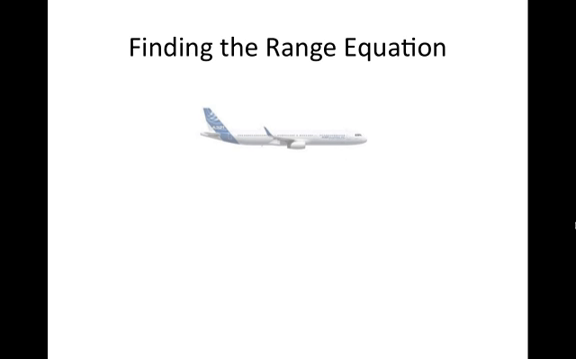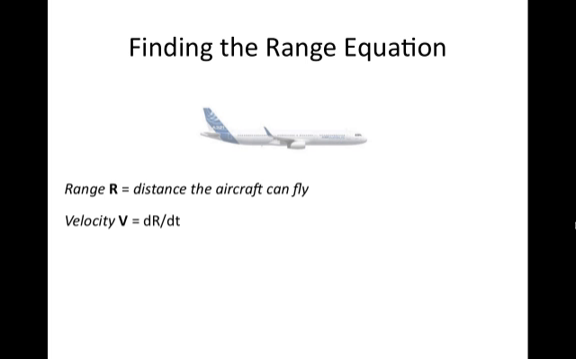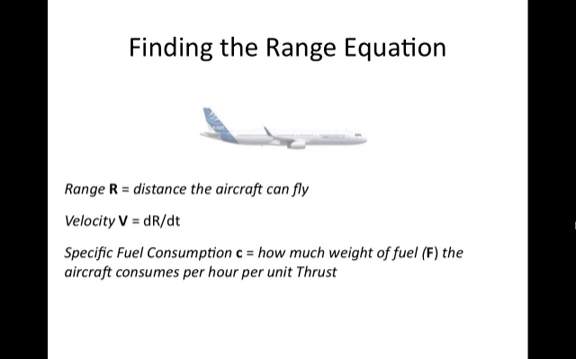Okay, now we're going to define some important terms, starting with the range of the aircraft, which just designates the distance the aircraft can fly. We're going to call that R. The velocity of the aircraft, which is the change in the distance the aircraft can fly over time, so that's the derivative of R with respect to t. The specific fuel consumption, which is how much weight of fuel the aircraft consumes per hour per unit thrust from the engines. And finally the thrust, which is the pounds of force from the aircraft's engines.